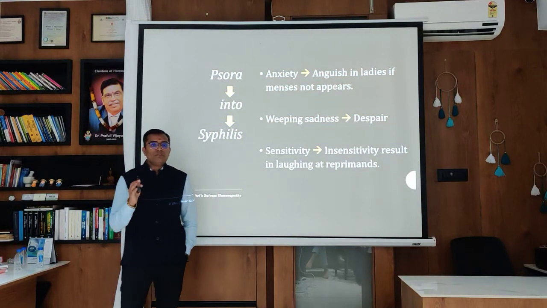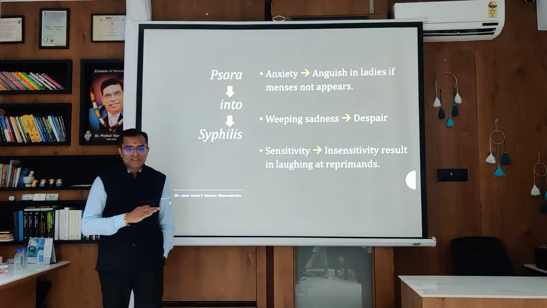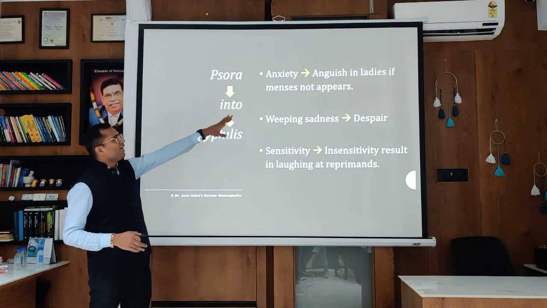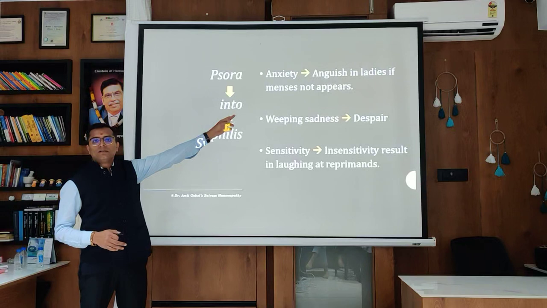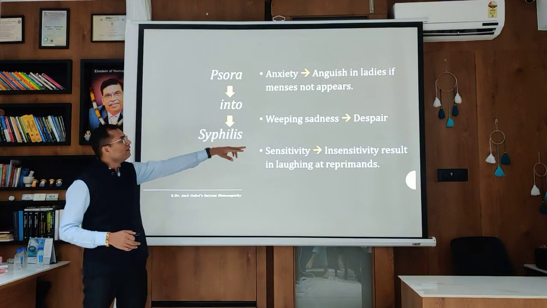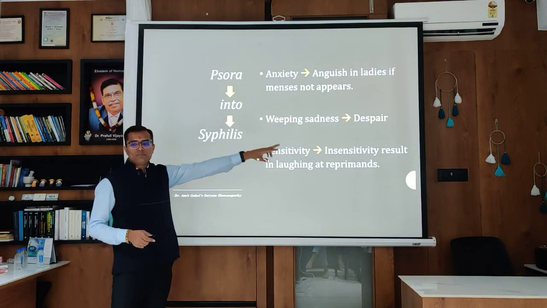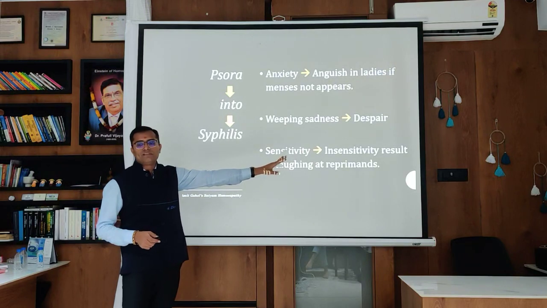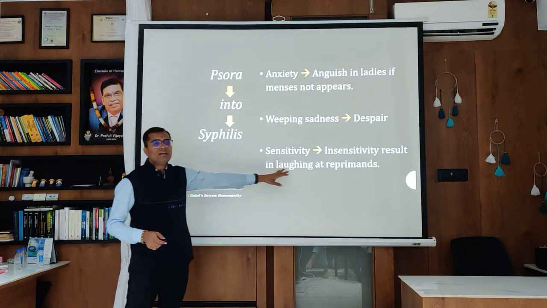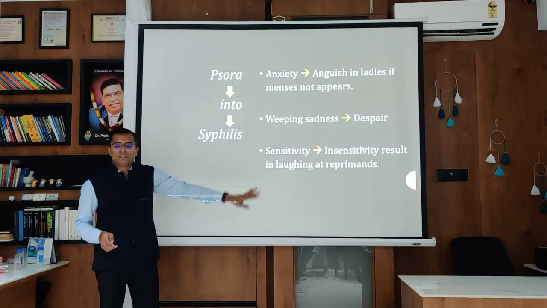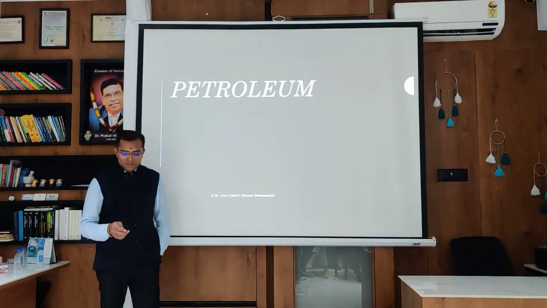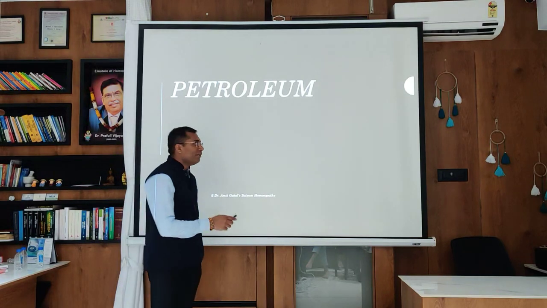So when psora goes into syphilis, the anxiety goes into anguish; in ladies, menses does not appear, PCOD. Weeping, sadness goes into despair. Sensitivity goes into insensitivity, resulting in laughing at reprimand. This is the psoric stage going into the syphilitic state in the patient. This is graphites. Another remedy, petroleum.